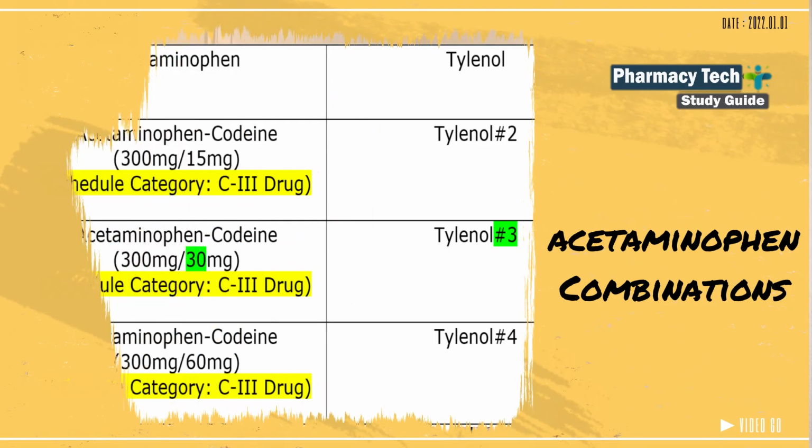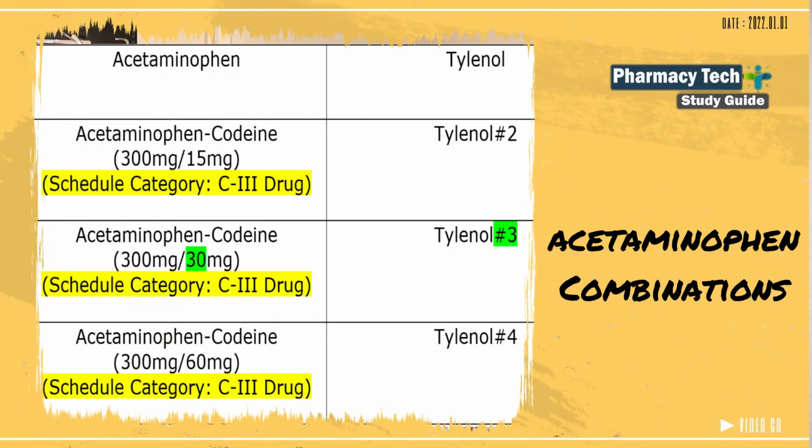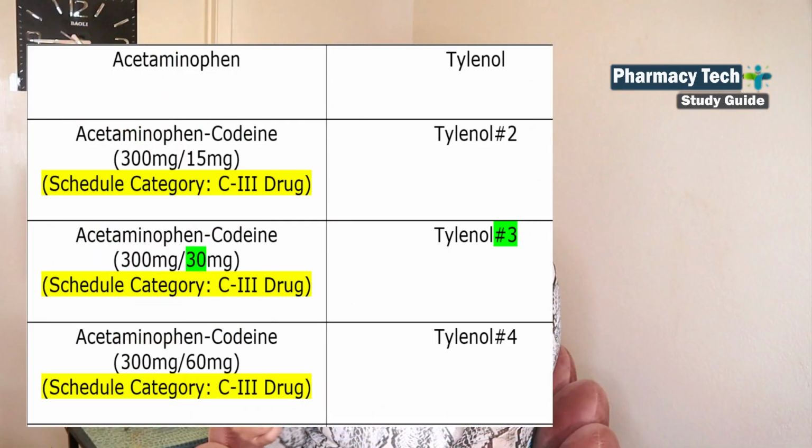But some of the common combinations as a prescription would be acetaminophen with codeine, acetaminophen with hydrocodone, acetaminophen with oxycodone, acetaminophen with tramadol, and I'm going to break them down on screen for you. So you can see acetaminophen with codeine, 300/15 milligram, is Tylenol number 2. I would highly recommend remembering these strengths.